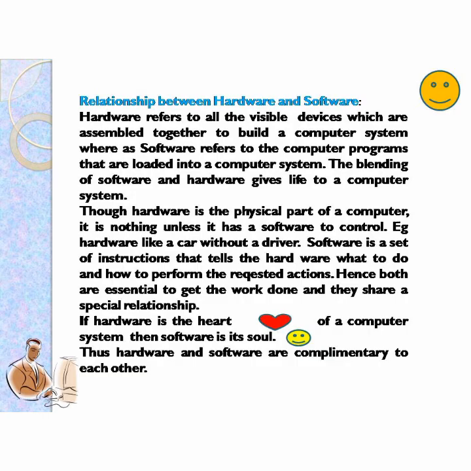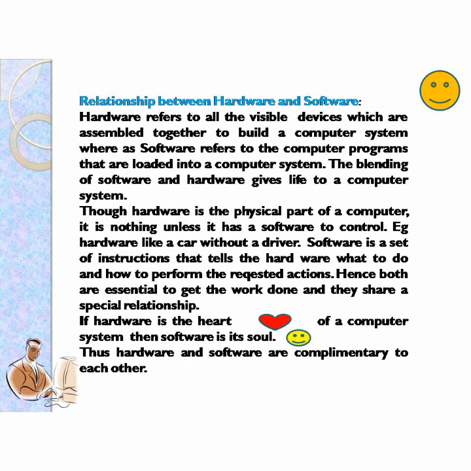Now let's discuss the relationship between hardware and software. Hardware refers to all the visible devices which are assembled together to build a computer system, whereas software refers to the computer programs that are loaded into a computer system. The blending of software and hardware gives life to a computer system. Though hardware is the physical part of a computer, it is nothing unless it has software to control it. For example, hardware is like a car without a driver.